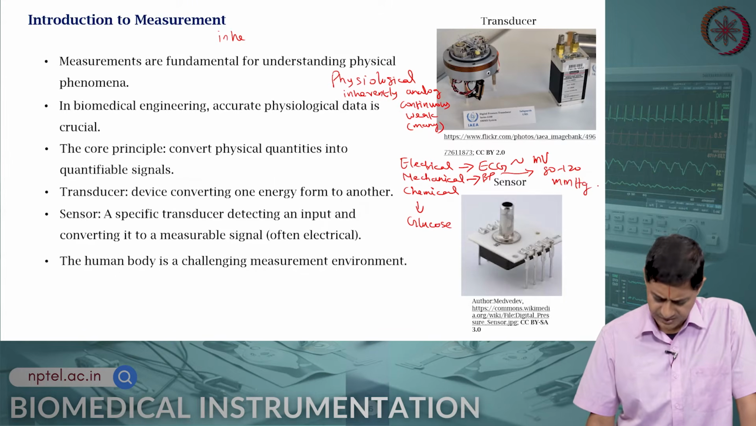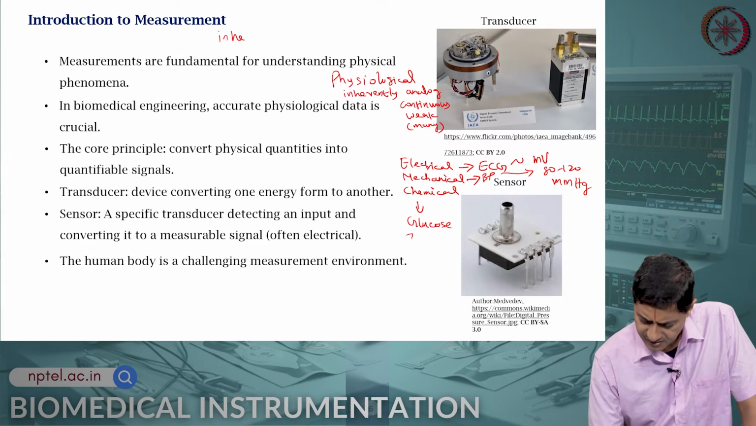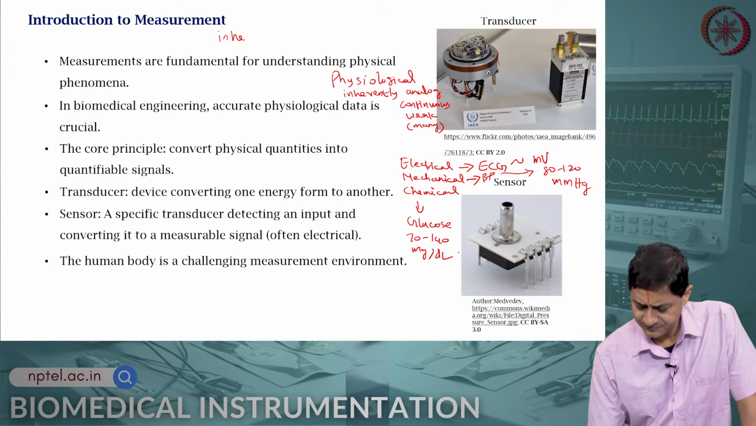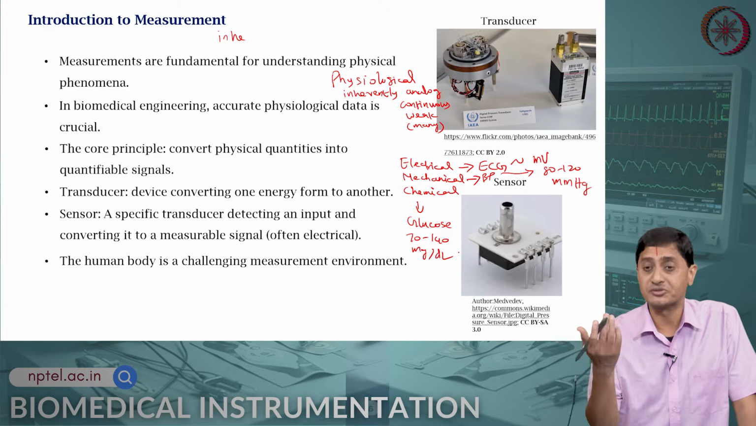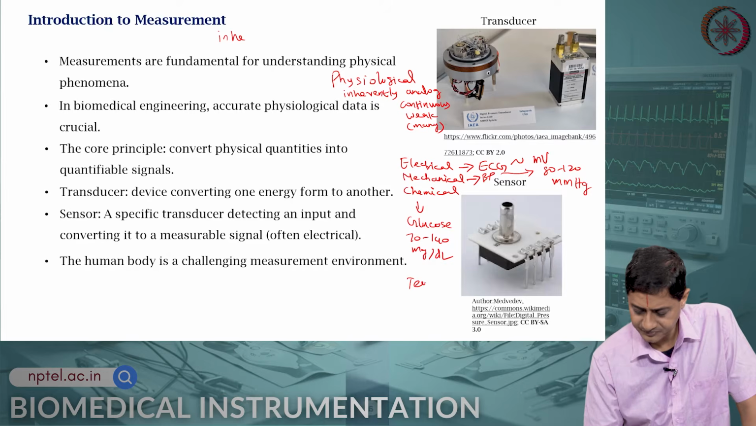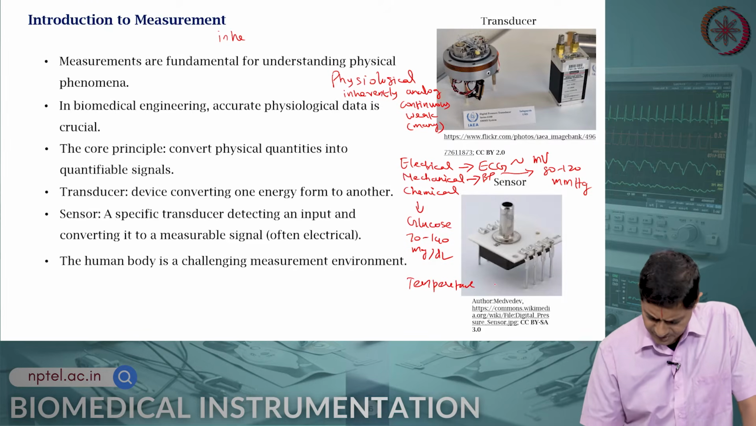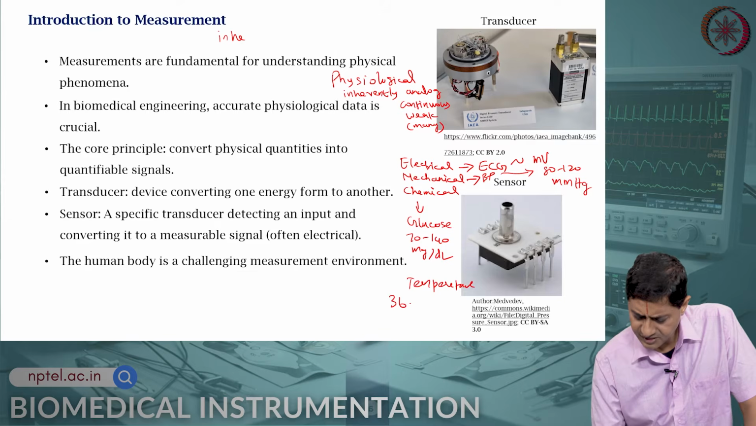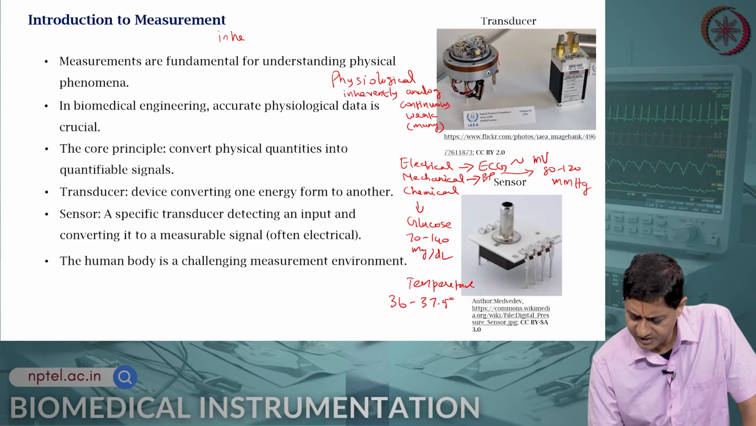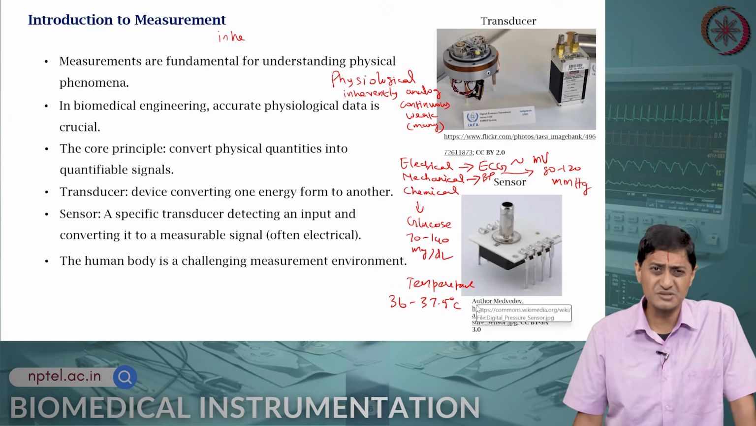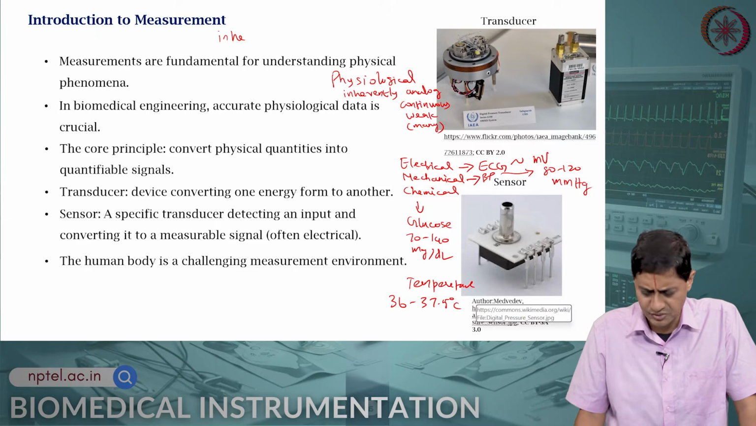Glucose, what is the usual acceptable level? 70 to 140 milligram per deciliter, is it not? Temperature, it can be temperature. The usual values, 36 to 37.5 degree Celsius. We know Fahrenheit values, but you can convert, there is a formula you can convert.